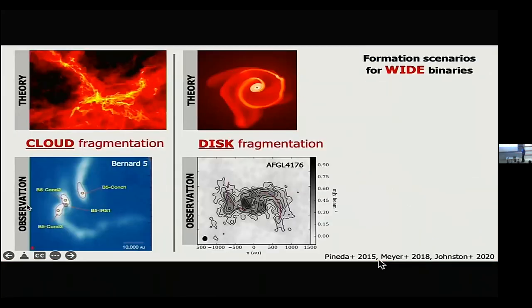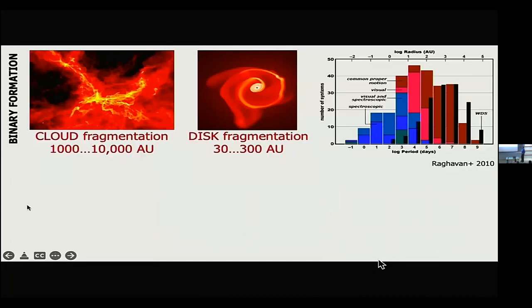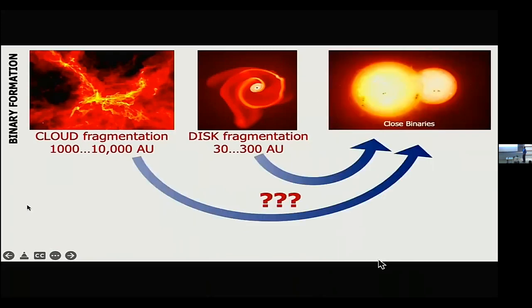Some kind of an overarching theme was also that we have multiple theories of binary formation, for instance, cloud fragmentation and disk fragmentation, both supported by observations, as we see here, for instance. And somehow we now need to migrate these binaries to the separations where they're actually observed, including also very close systems. So there's certainly also some aspect of orbital evolution that we need to constrain with observations.